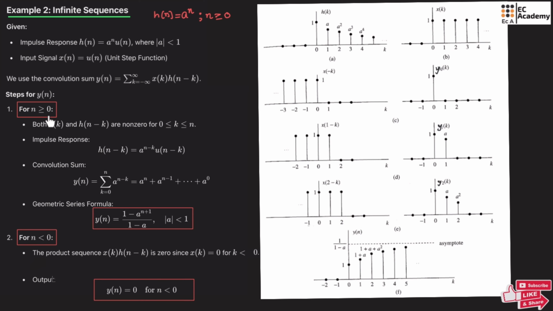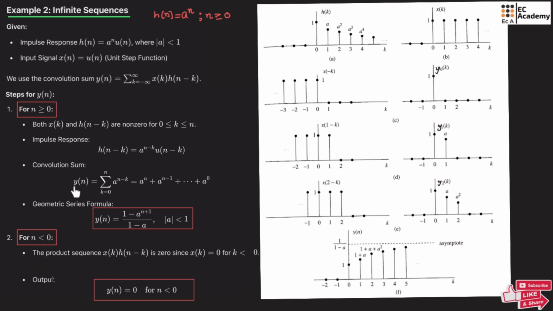Now we have two conditions for this calculation. First is for n greater than or equal to 0. So for n greater than or equal to 0, both the sequences are non-zero. So that's why h of n minus k is nothing but a to the power of n minus k into u of n minus k. Since x of n is u of n, h of n minus k multiplied with x of n will be left out with only a to the power of n minus k.